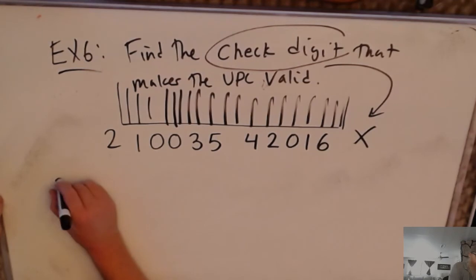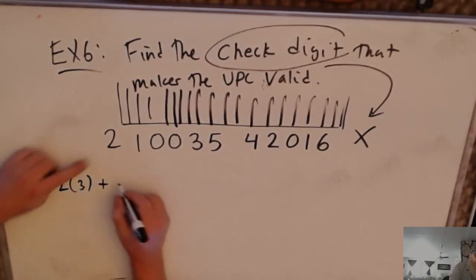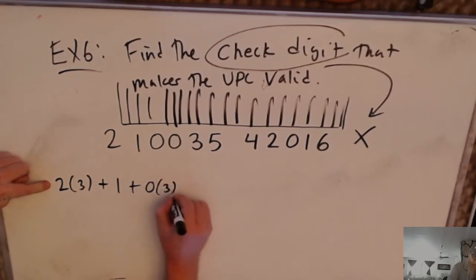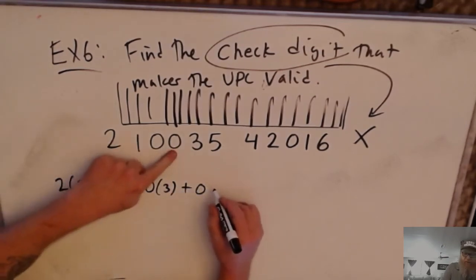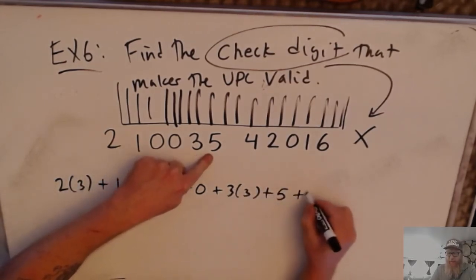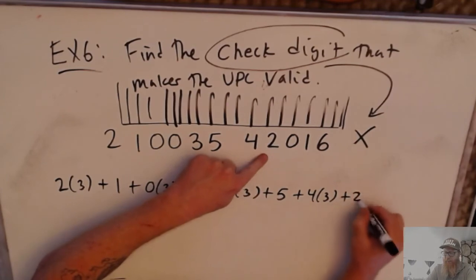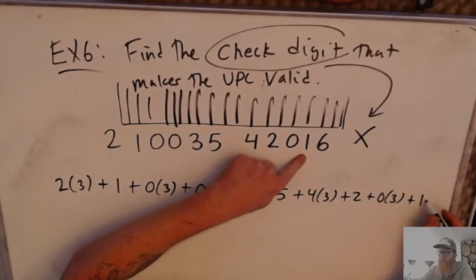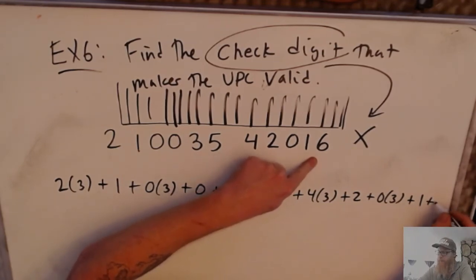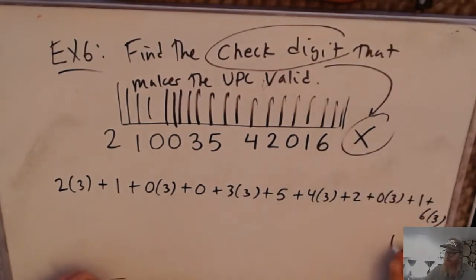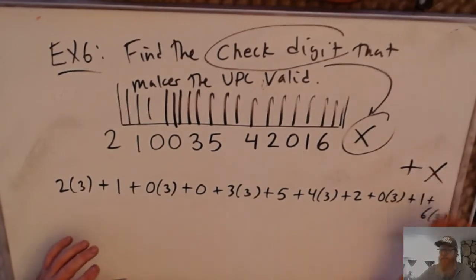Let's do it. All right. We've got 2 times 3, first digit times 3, plus 1, 0 times 3, plus 0, 3 times 3, plus 5, 4 times 3 plus 2, 0 times 3 plus 1, plus 6 times 3, and then plus x. You can't see that, plus x.